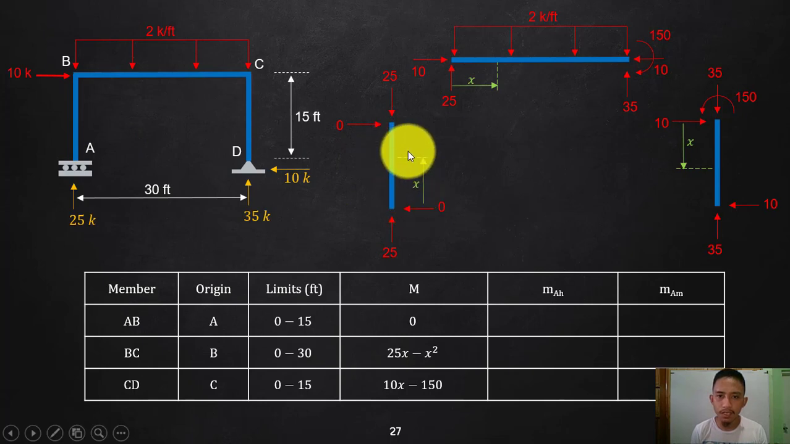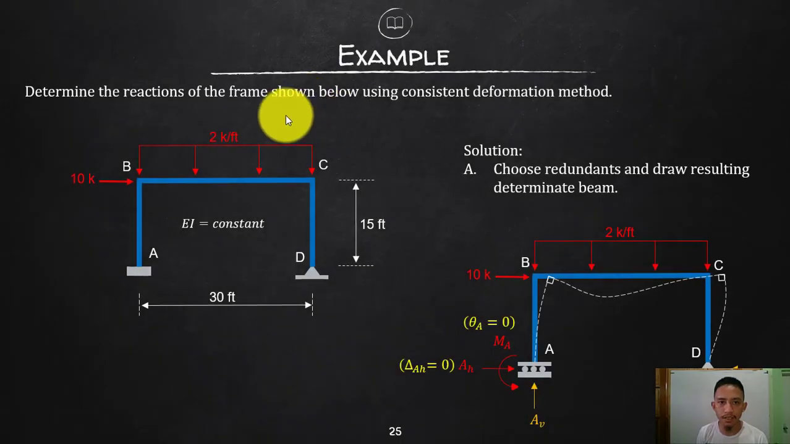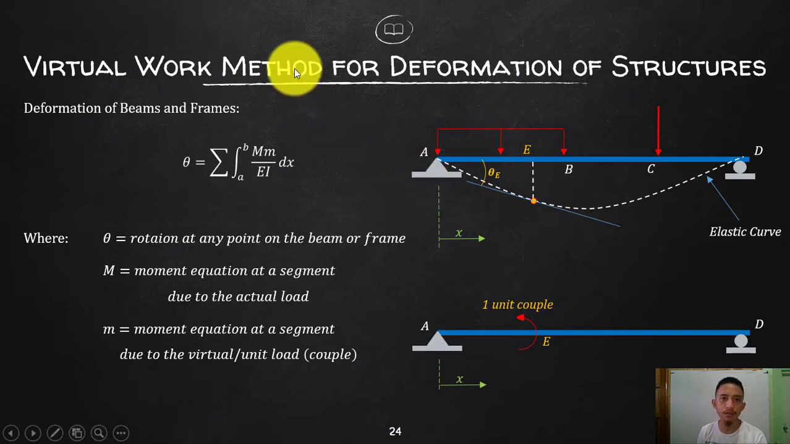So let's say I will cut at this point. Let's say that is distance x. My origin there is at point A. So okay, in your virtual work method, it is suggested that you write down your equations or your solution in tabulation form.